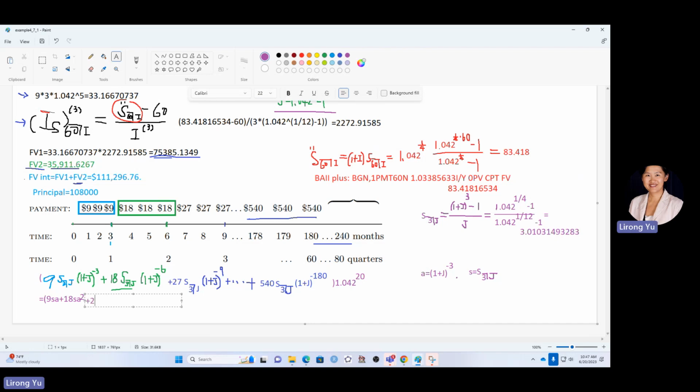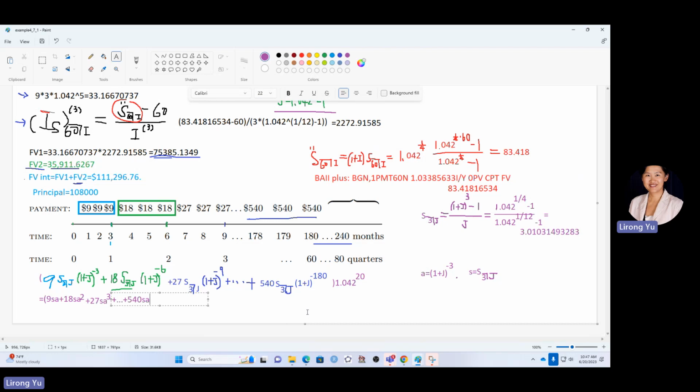And plus 27 s and a to the power of 3. So we try to use calculus to simplify the computation. Then the last one is 540. S is a number, and A is also a number.